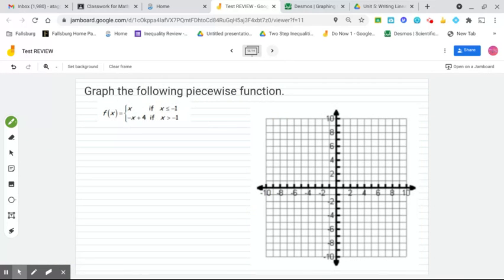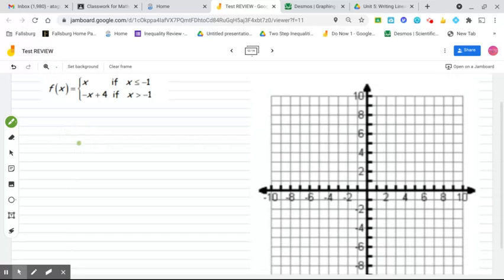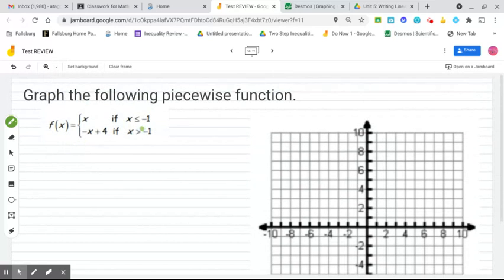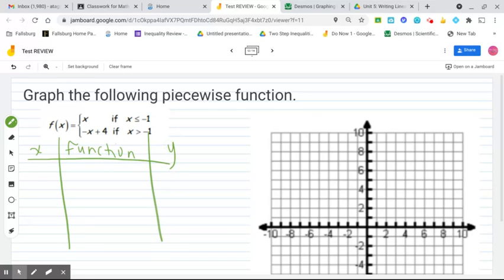Next, we are graphing the piecewise function. So remember, a piecewise function is really when you have pieces of different functions. But again, your domain is going to change. So for the first one, we're going to set up our x. In the middle, we're going to have our function. And then we have our y. So for the first function, we just have x. Okay, so that's if x is less than or equal to negative 1.